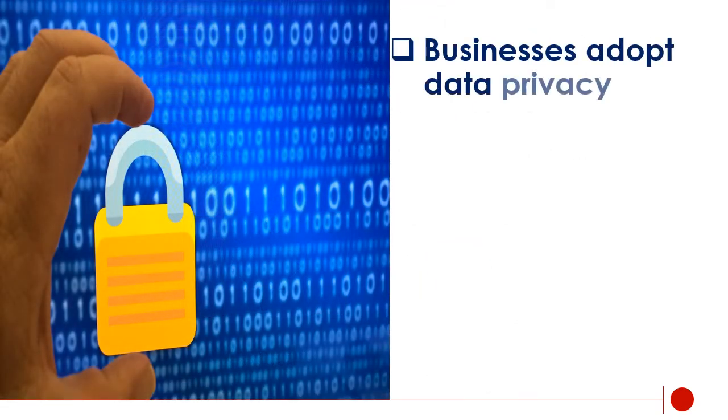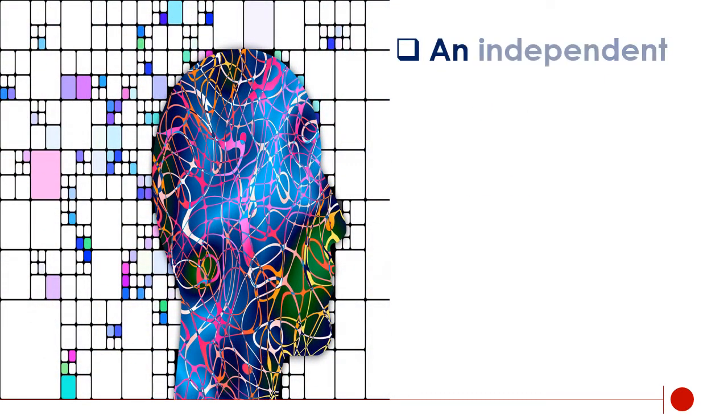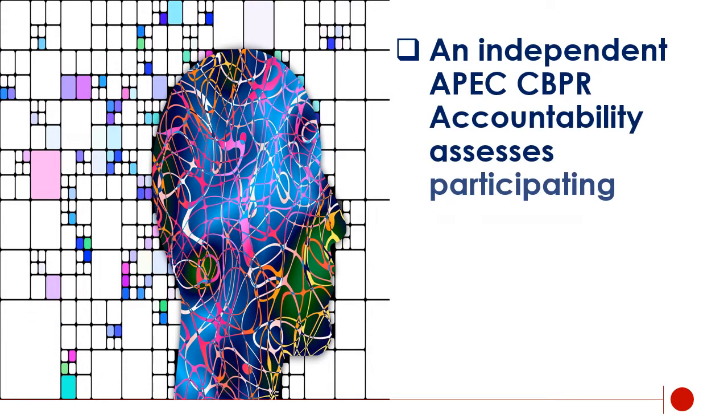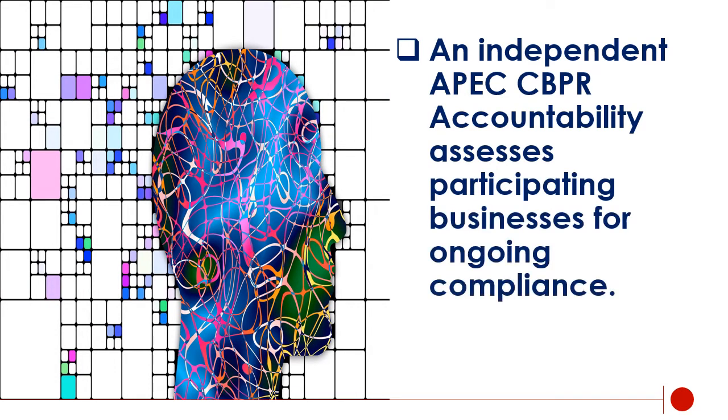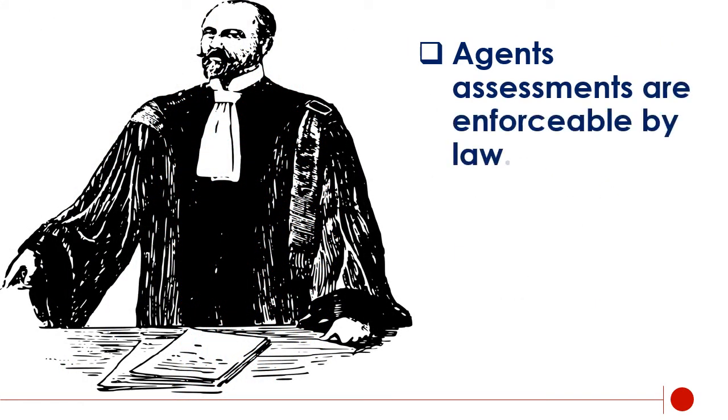Businesses adopt data privacy policies outlined in the APEC CBPR system. An independent APEC CBPR accountability agent assesses participating businesses for ongoing compliance. Agents' assessments are enforceable by law.